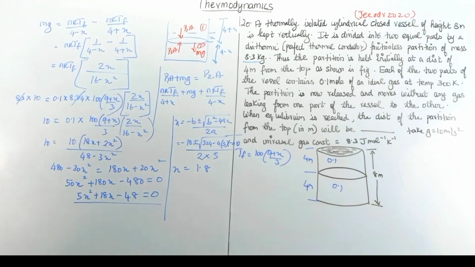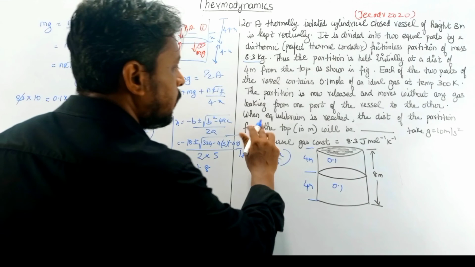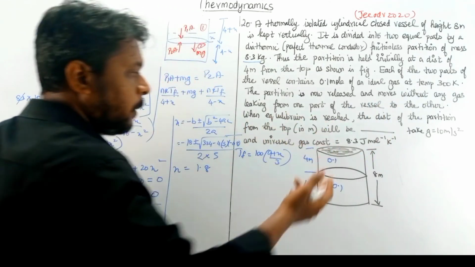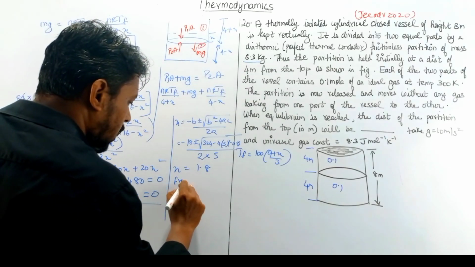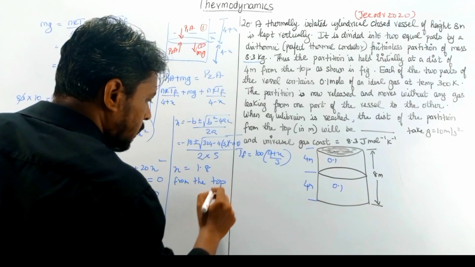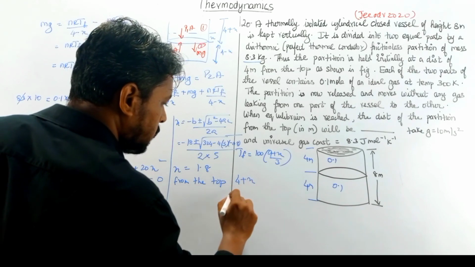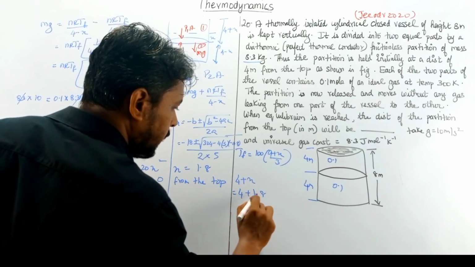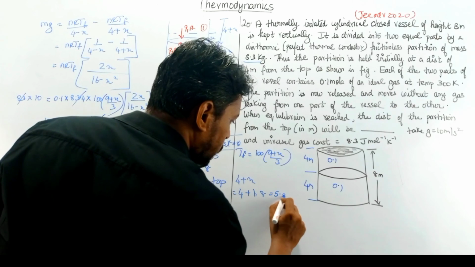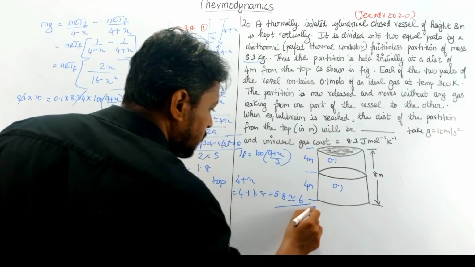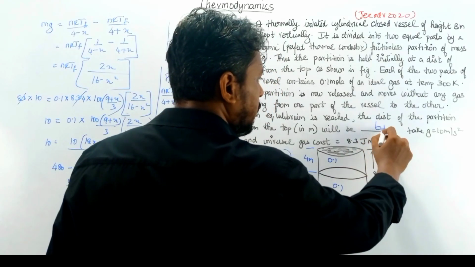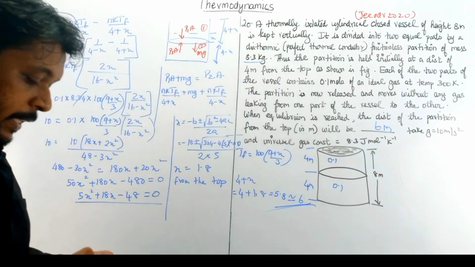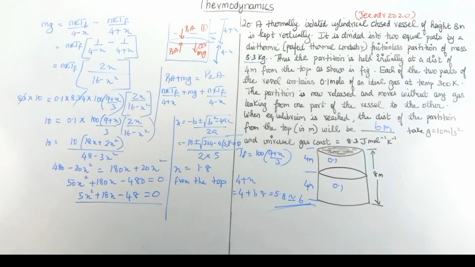But we have to find the distance of the partition from the top. From the top, the distance is 4 plus x, which is equal to 4 plus 1.8, which will be equal to 5.8, which is nearer to 6. So from this we see that 6 meters will be the right answer for this problem.